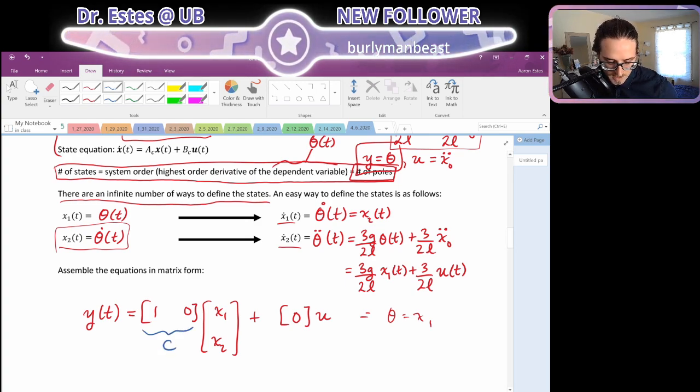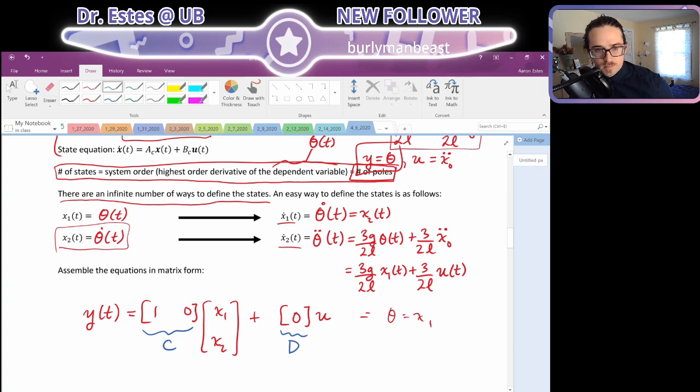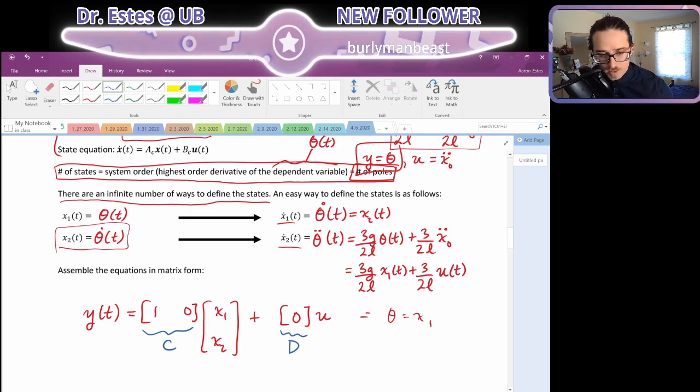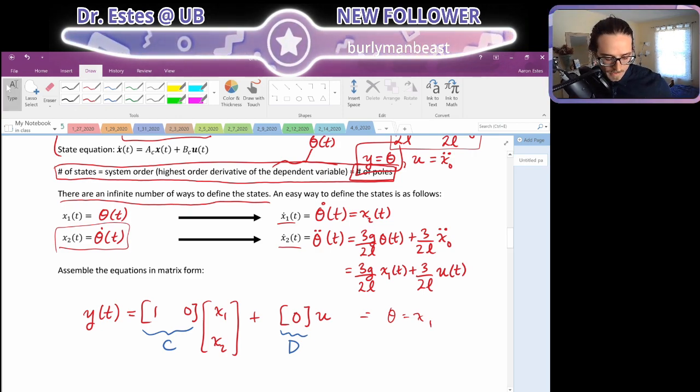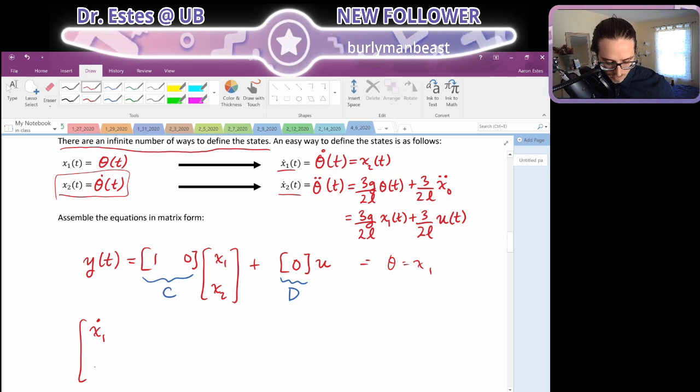So this is my C matrix, this is my D matrix, and like I said, the D matrix is usually 0. So if you multiply this matrix equation out, you'd see that it's equal to x1, which is what I wanted. All right, this next one, we're going to do the state equations, like the first order ones.